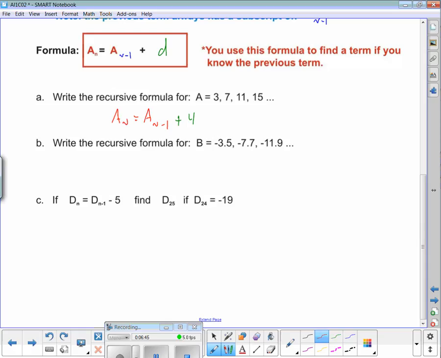All right, so B here, write the recursive formula. All right, so you got to think a little bit here. So how am I going to start with B? Somebody tell me what to write to start out with B.